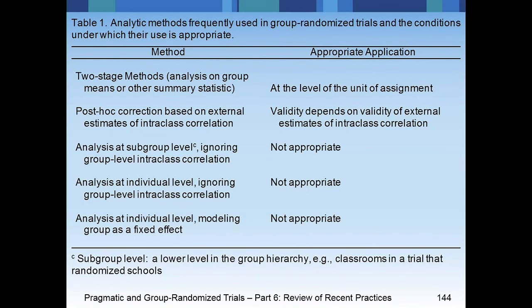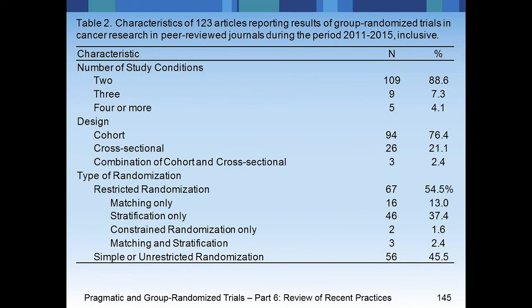And then we have a number of approaches that are either not recommended or for which the validity depends on how they're used. Using a post hoc correction based on an external estimate of intraclass correlation depends on the validity of that external estimate and often is not appropriate. The other 3 that are listed here, analysis at a subgroup level or an individual level, those approaches are not appropriate for group randomized trials, though they're still used.